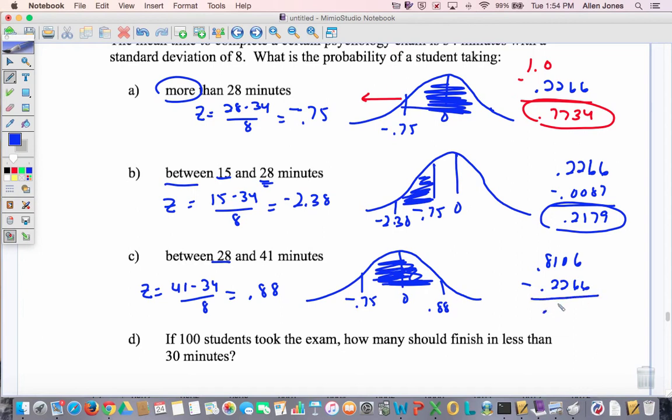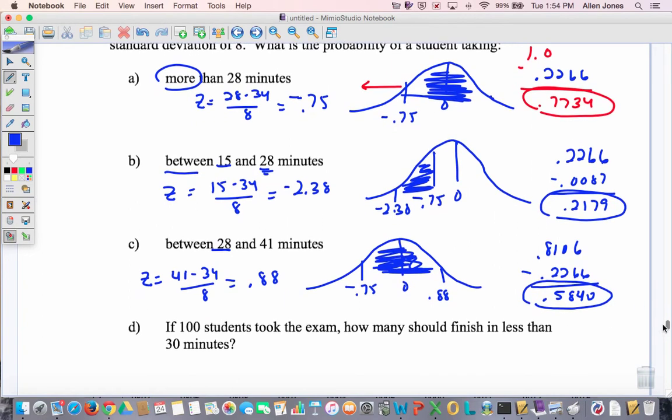0.8106. We're fine between, so I subtract out. I've already looked up negative 0.75, 0.2266, and when I subtract those, I get 0.5840.